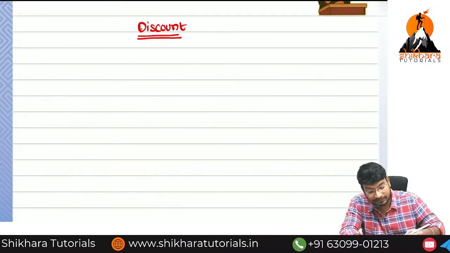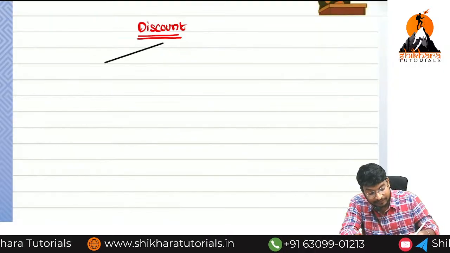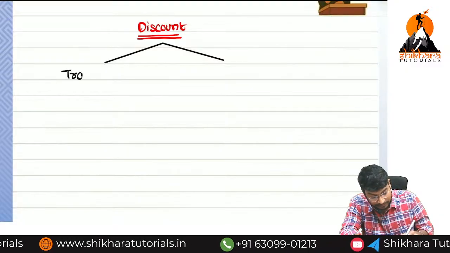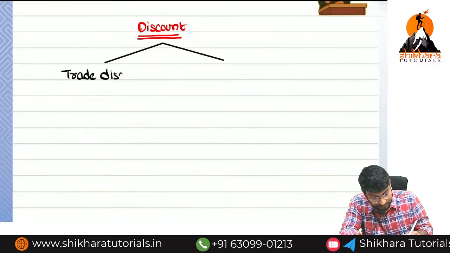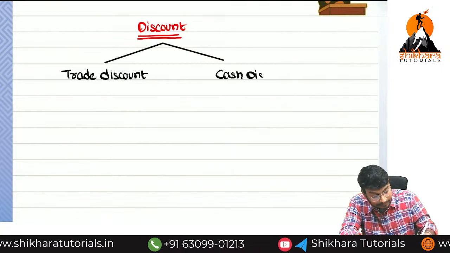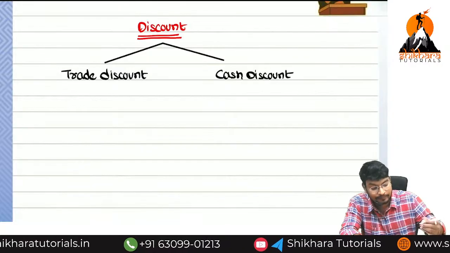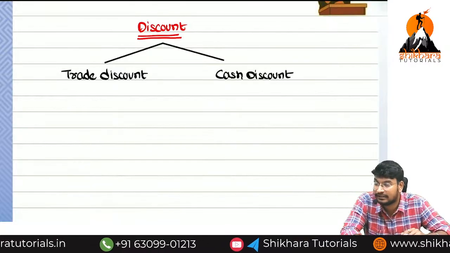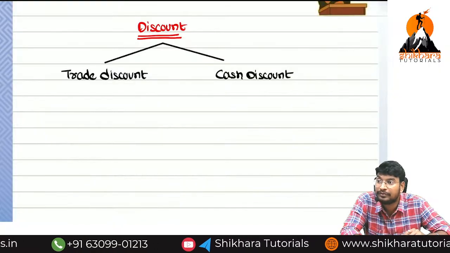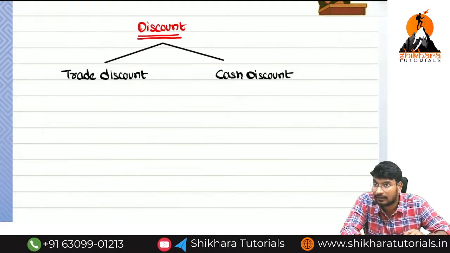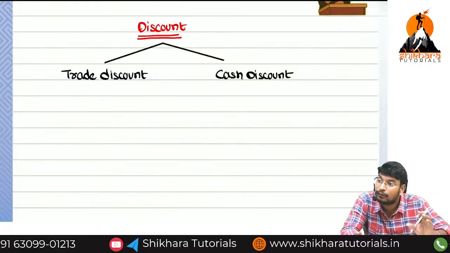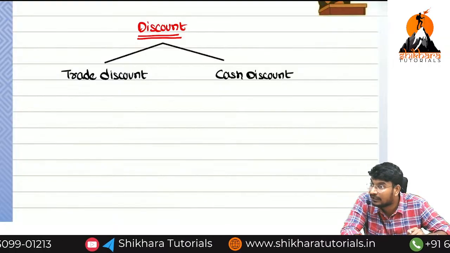These discounts are classified into two types. How many types of discounts are there? Two types. First one is called trade discount, and second one is called cash discount. Trade discount and cash discount. What is the meaning of trade discount? This discount they will give before fixing of selling price or before fixing of purchase price. That means this discount will appear only in the invoice.